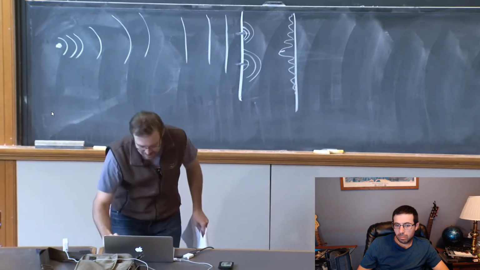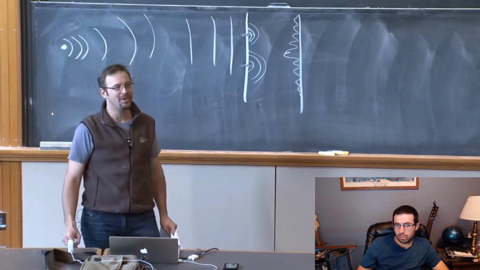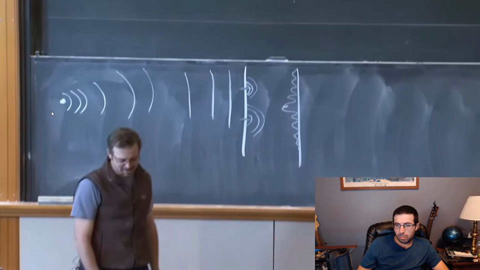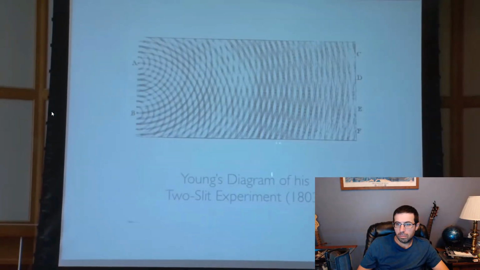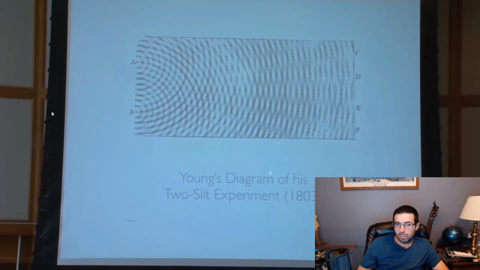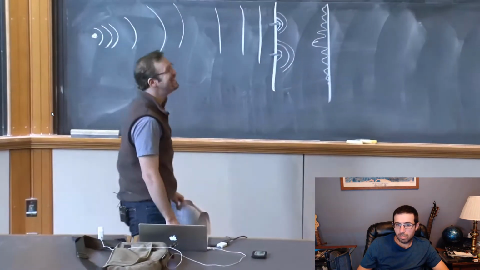So just because it's fun to see this, here's Young's actual diagram from his original note on the double slit experiment. So A and B are the slits, and C, D, E, and F are some points on the distant screen. Drew it by hand. It's pretty good.